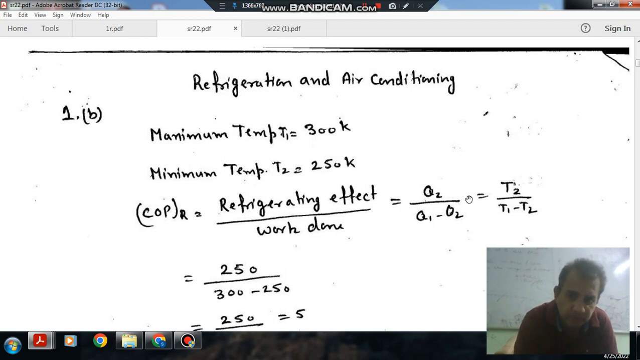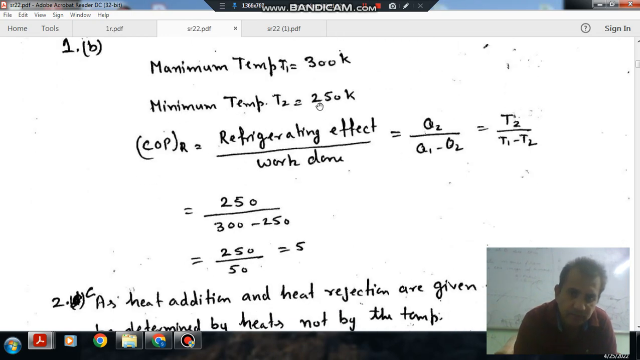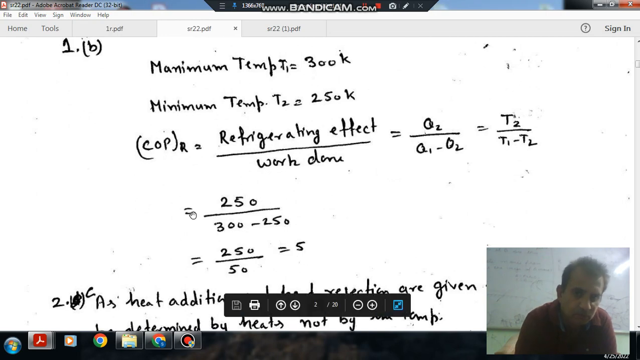For a Carnot cycle it is equal to T2 by T1 minus T2. Here T2 is 250 and T1, the maximum temperature, is 300. So the COP is 5. So the answer is option B.